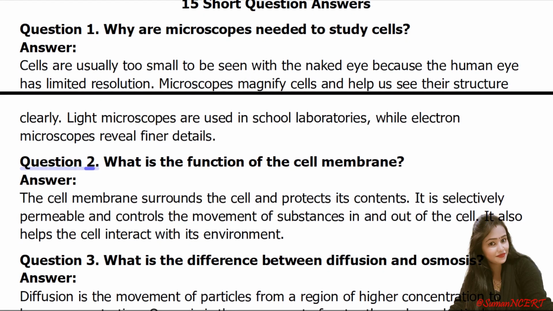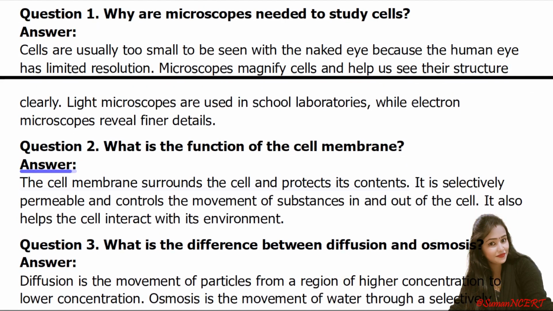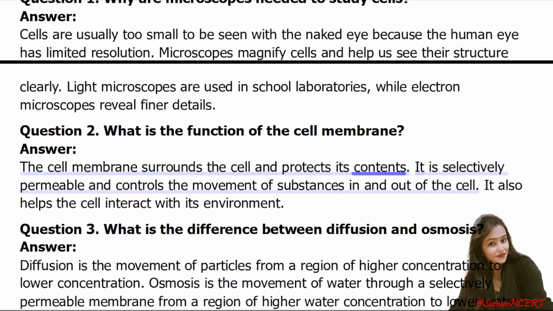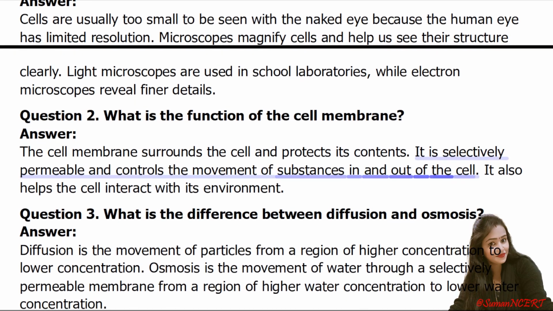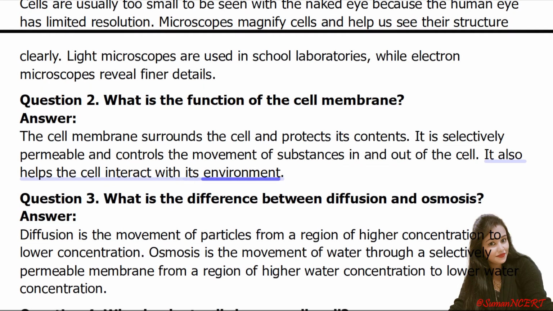Question 2. What is the function of the cell membrane? Answer: The cell membrane surrounds the cell and protects its contents. It is selectively permeable and controls the movement of substances in and out of the cell. It also helps the cell interact with its environment.